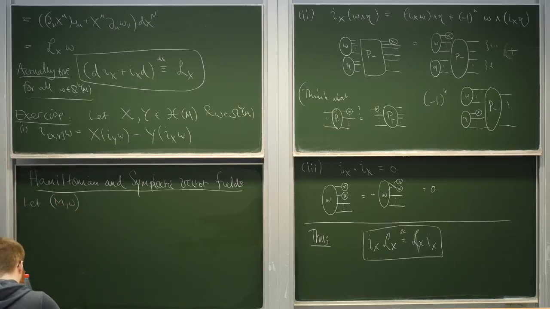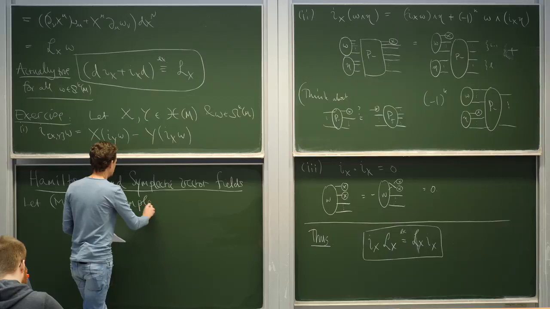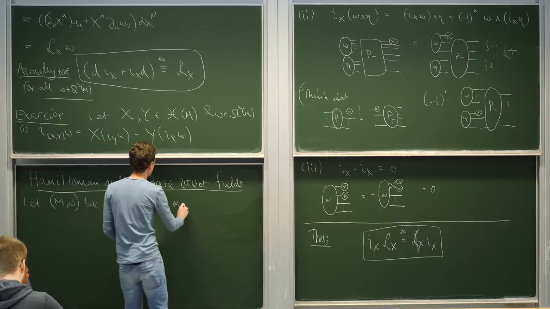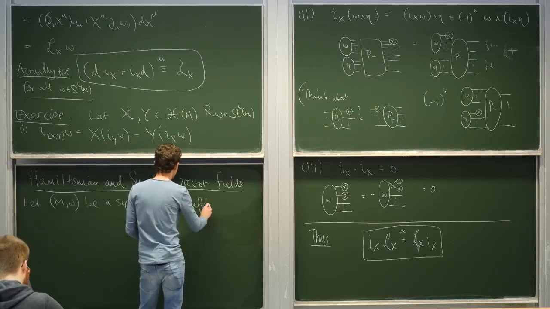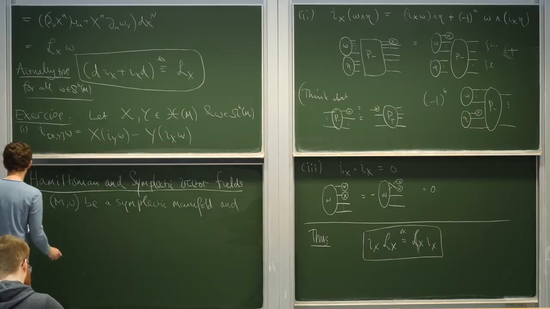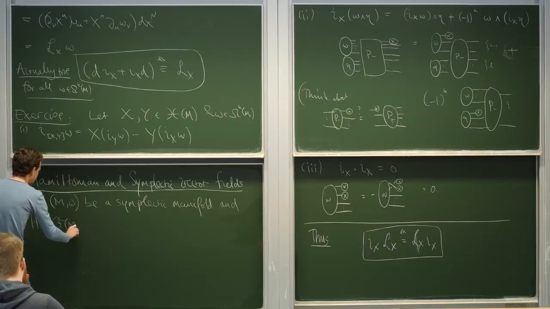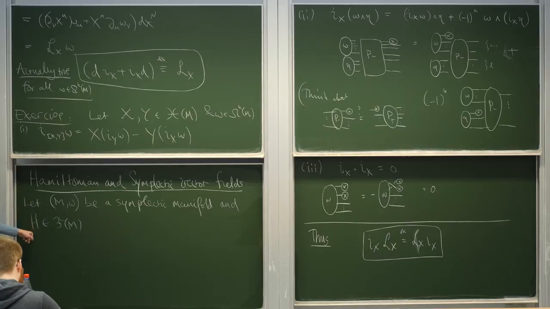So to get started, we need a symplectic manifold. And we're going to need a function on this symplectic manifold, just some old function that for every point in the symplectic manifold gives you a real number. And I've written it very suggestively as h.